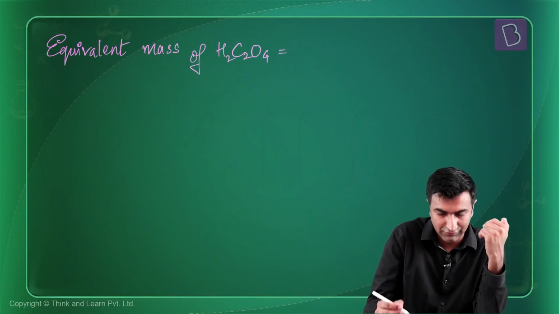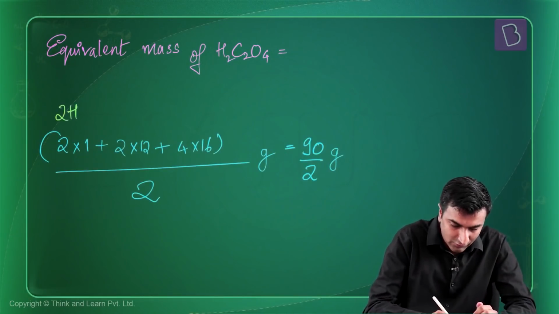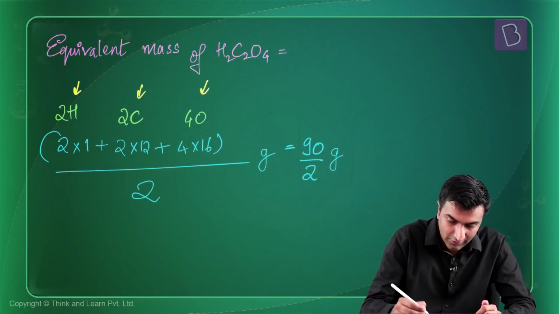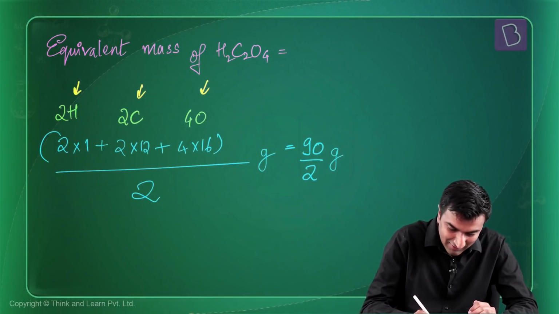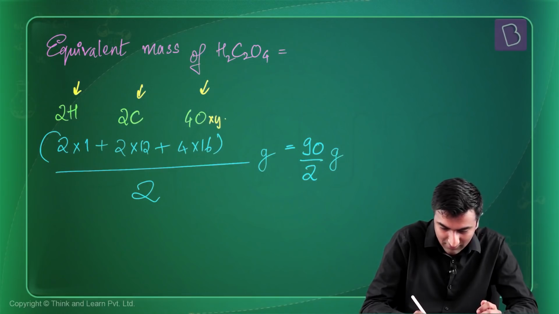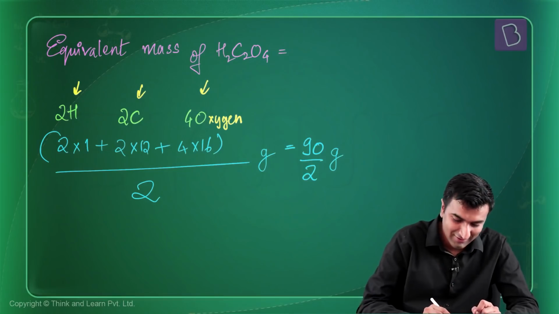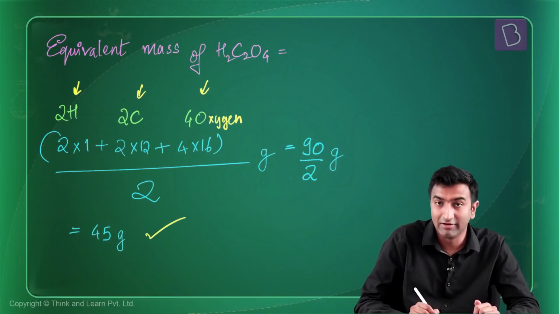So what's the equivalent mass of H2C2O4? The molar mass is, I've done the calculation here. Basically there are 2 hydrogen atoms, 2 carbon, and 4 into 16 for the oxygen. Yeah, this is not 40. Let me just write that down properly. This is 4 oxygen atoms. Okay, there are 4 oxygen atoms, 2 carbon, and 2 H. And so we divide the whole thing by 2, which gives 90 by 2. And this is the equivalent mass, 45 grams.